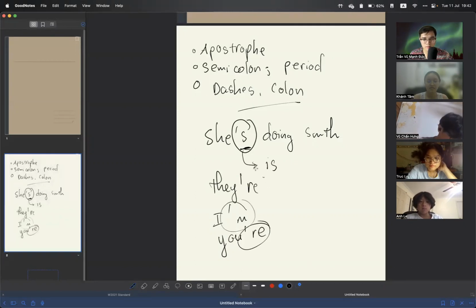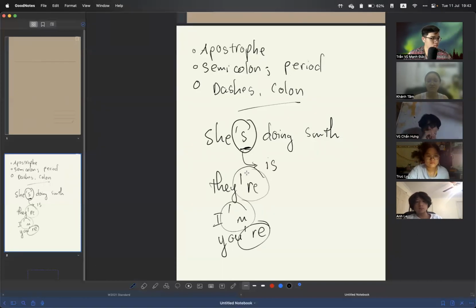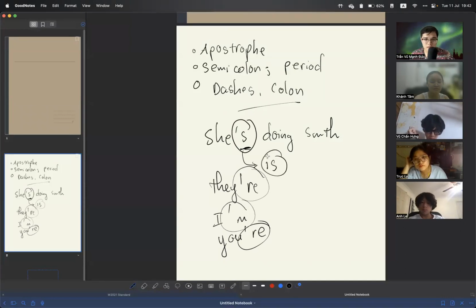What are they doing? You can say that this is, right? Is it shorter than this? Is it longer than this? Yes, right. So comparing to writing she is or saying she is, I'm saying she is and I'm writing she is. What's the purpose of it?